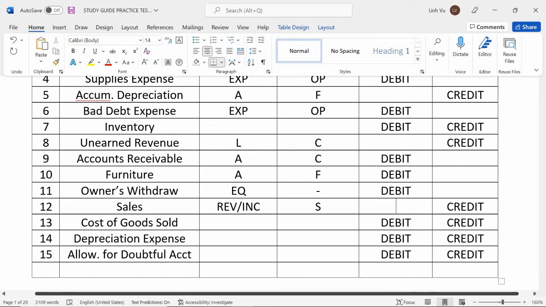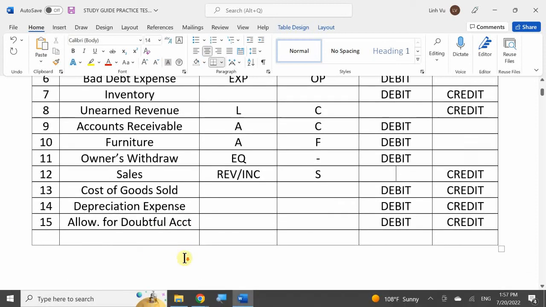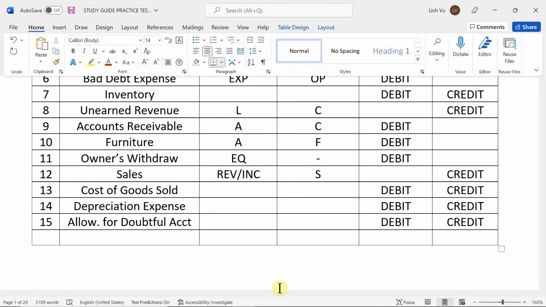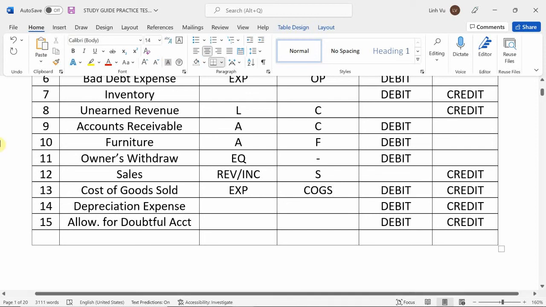Okay. What about cost of goods sold? It's an expense account, correct, in the category of cost of goods sold. That's right. COGS is where it belongs. And then because it's expense, it's debit and positive. Good.